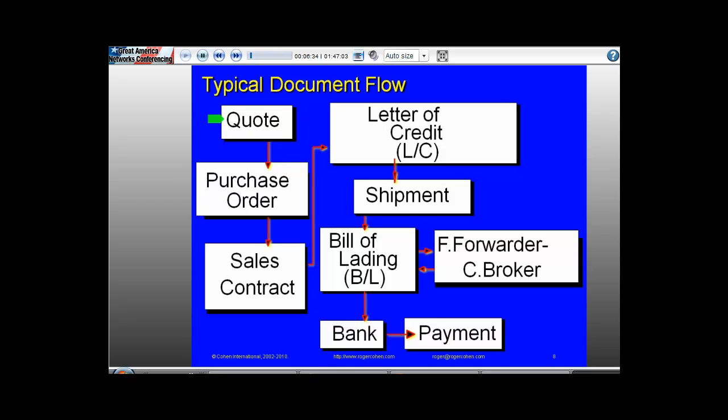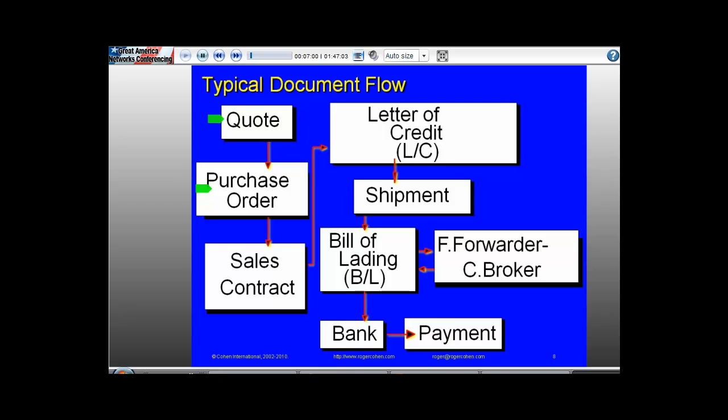Initially, the potential buyer will send a request to the potential seller, something that says, please quote best price, best delivery for some kind of product. The seller then will come back to the buyer with a price quotation. They'll negotiate that. Presuming that the buyer wishes to buy, they'll then bring up a purchase order.